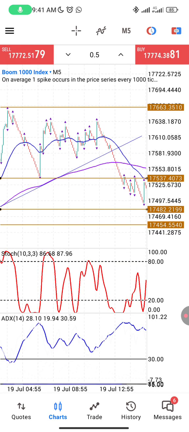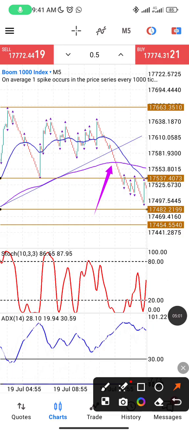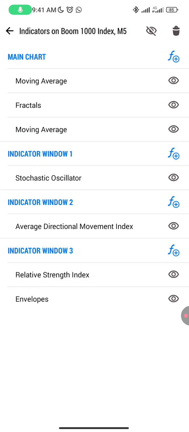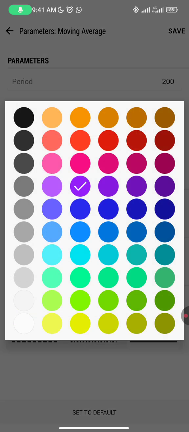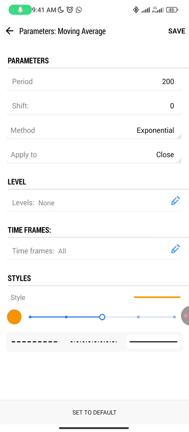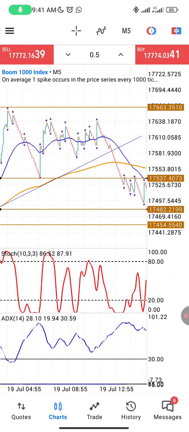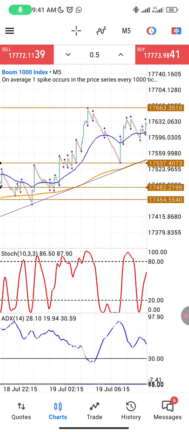All right, so that is this one here, right here. That is the 200. Let me change the color to something else so that I can differentiate it very clearly. Now you have seen the color of that indicator.